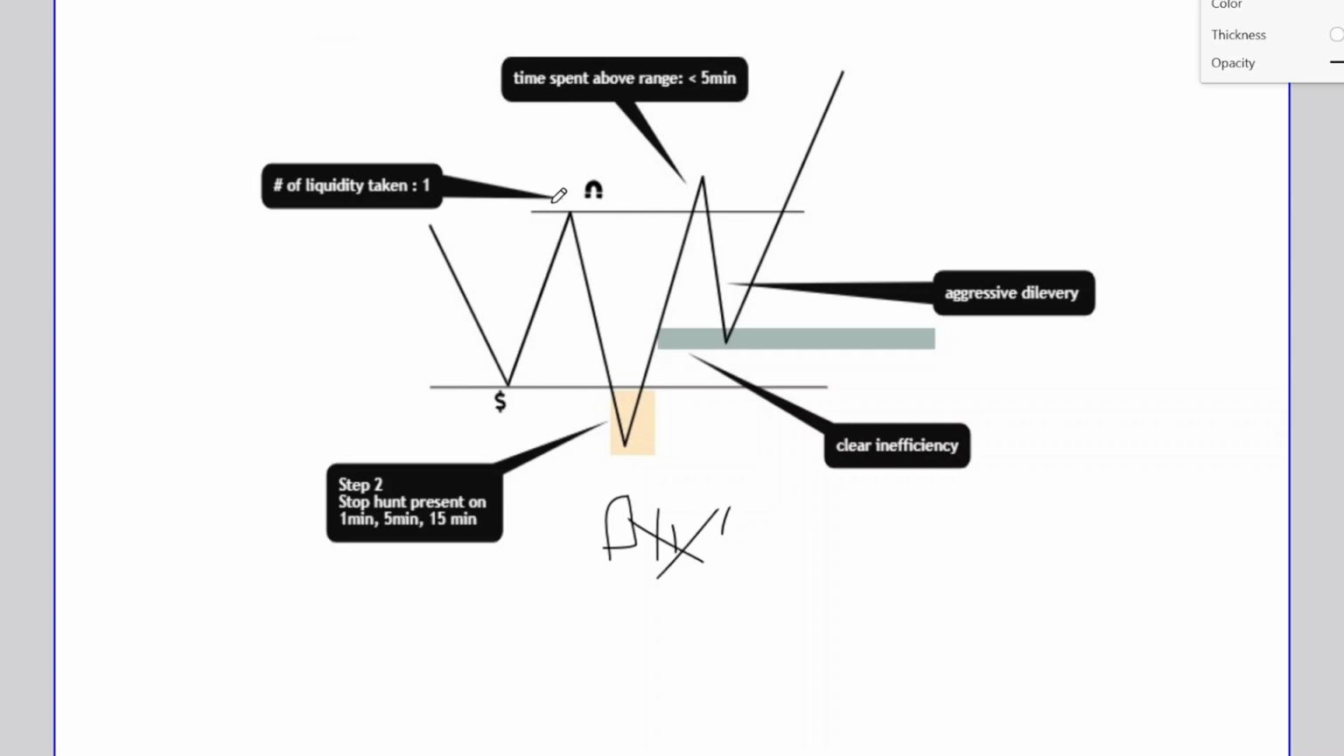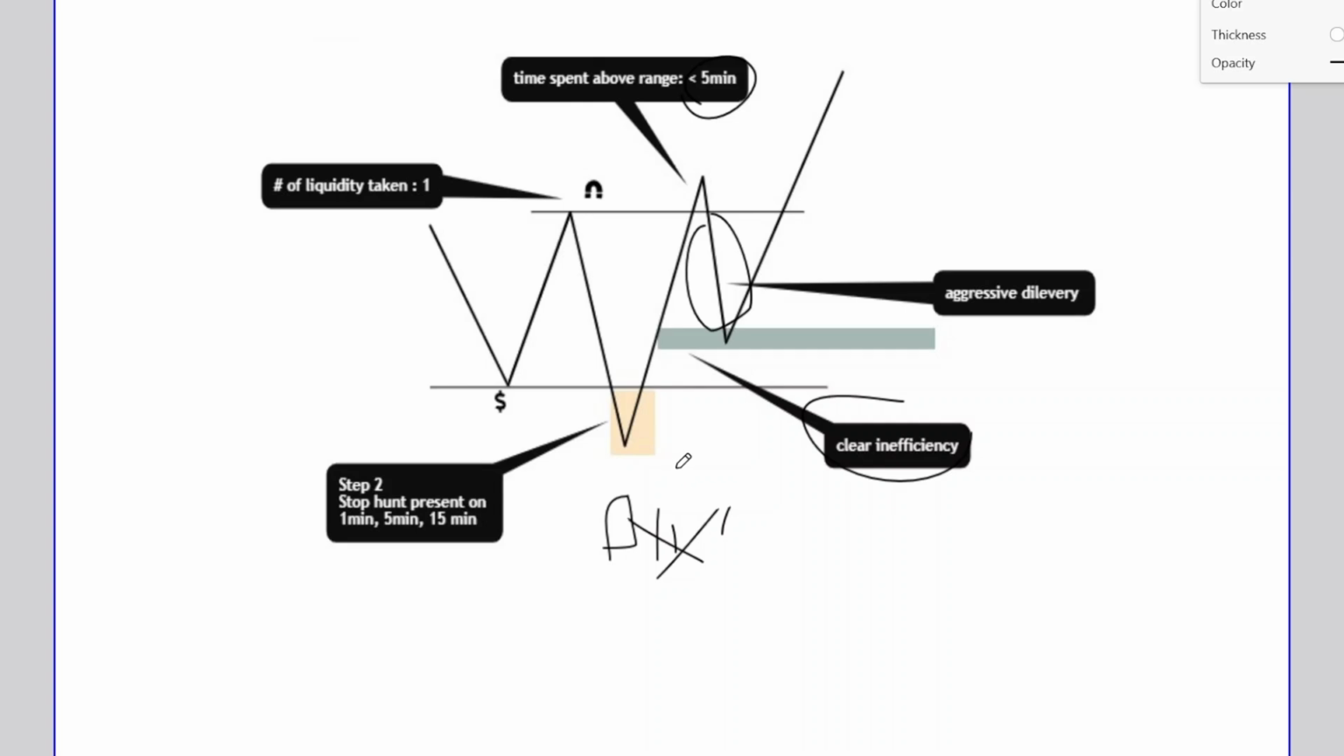We also need one level of liquidity taken, and I'm going to explain this in a little bit. One level of liquidity taken. The amount of time spent outside of the range should be less than 5 minutes. This is extremely important. I would want an aggressive delivery heading to my entry. So I would want an aggressive price moving towards my entry in a rush. And I would want to see a clear inefficiency. So if it's a demand order block, I would want to see a clear demand order block, preferably untouched. If it's a gap, I would want to see a clear gap. And these are all the rules.